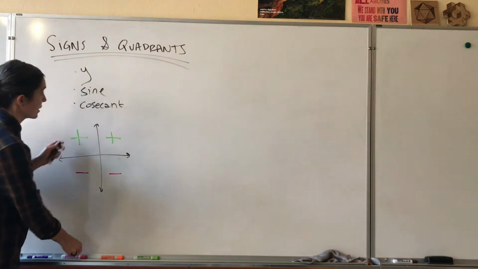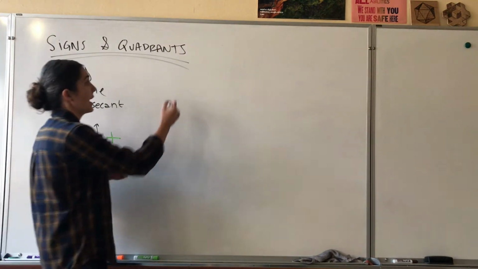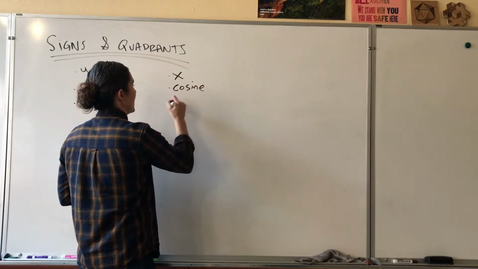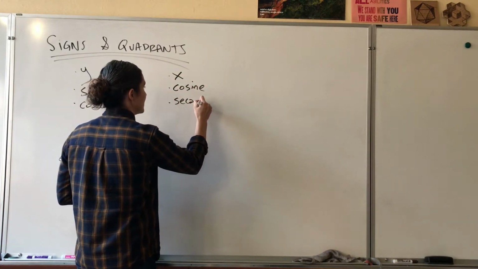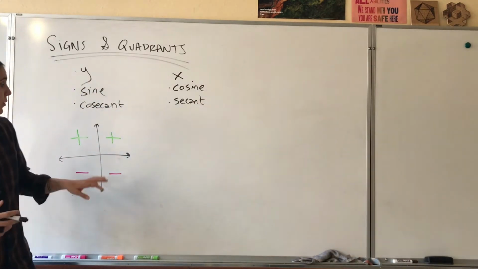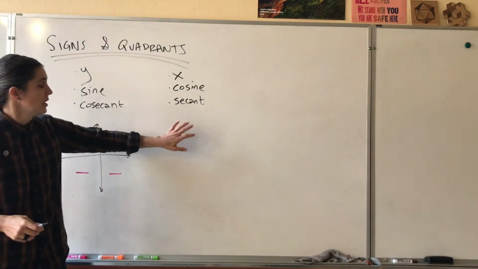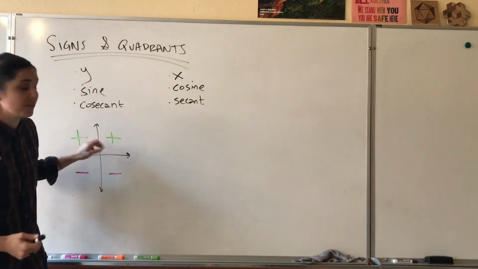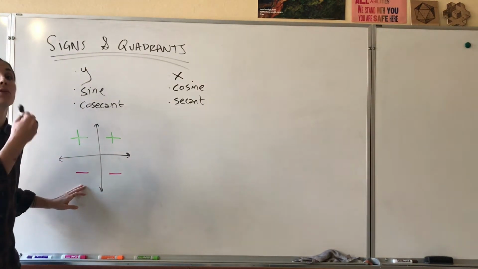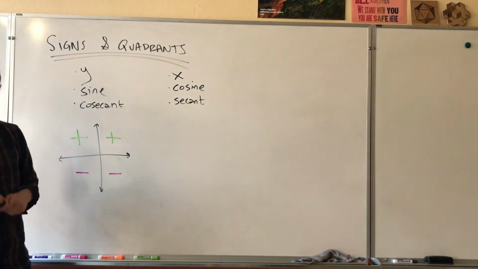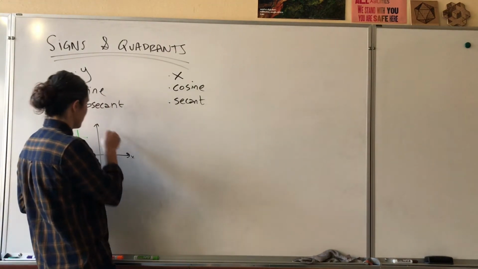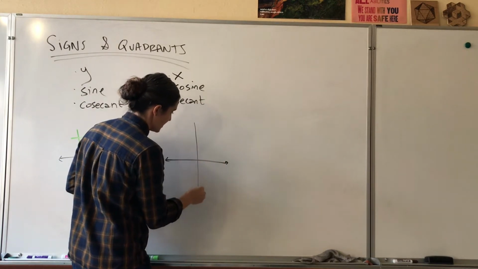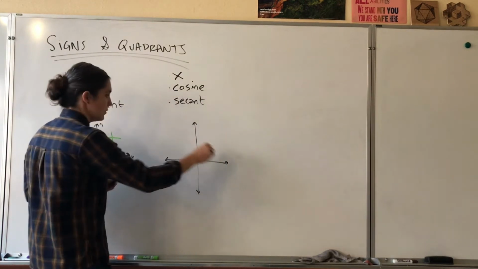Nothing too crazy, and we're going to make that extension then to talking about our x values. Our x's, which we know are cosine and related to secant. So when I'm in quadrant 1, for instance, both sine and cosecant are positive. When I'm in quadrant 3, both sine and cosecant are negative. So then, of course, we can have our little axes here. Nothing too crazy for the x values.